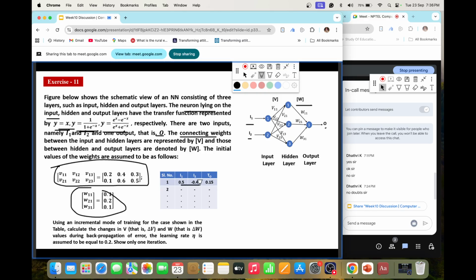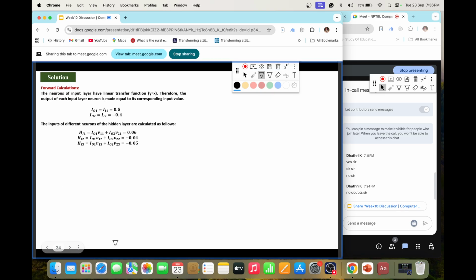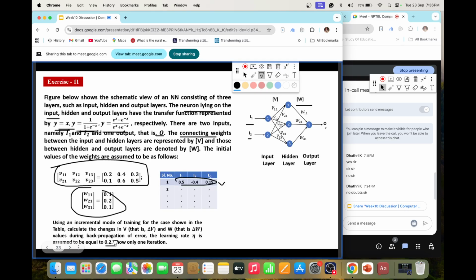Now this is your data point that has been given. I1 and I2 are given, and TO is given. TO is nothing but your actual output. But now you have to calculate the predicted output, and then you have to show the change of V. Your learning rate has been given as 0.2. That you have to do. So how will you proceed? You will proceed very simply.